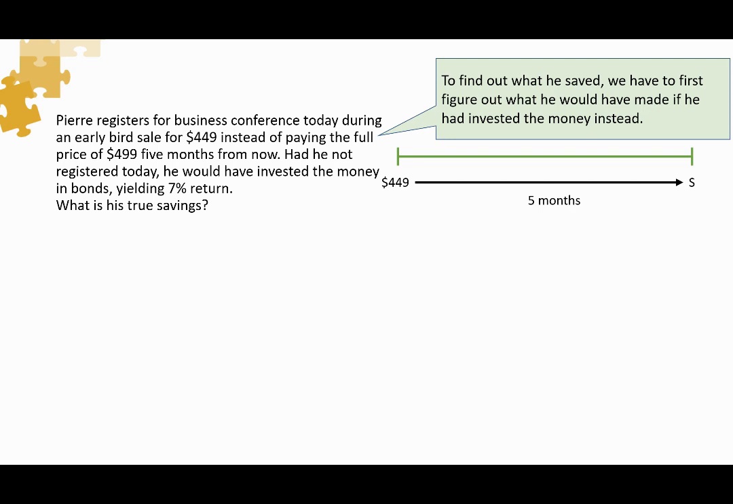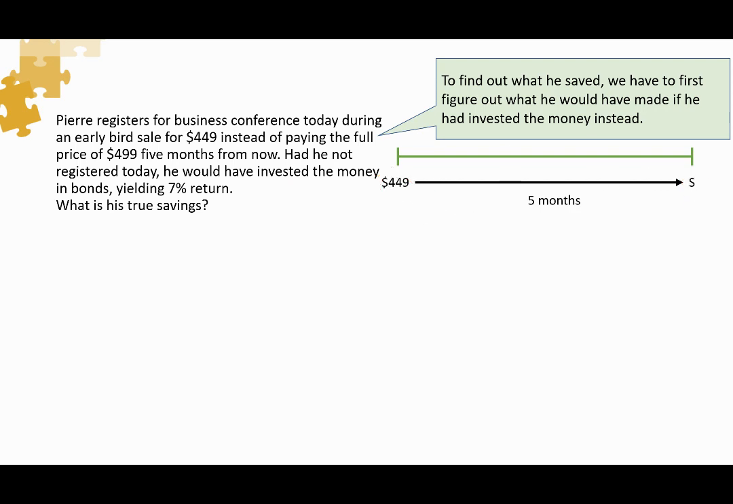All right, so here we go. Pierre registers for a business conference today. During the early bird sale, $449 instead of paying the full price of $499 in 5 months from now. So $499 is over here. Had he not registered today, he would have invested the money in bonds yielding 7% return. What is his true savings?